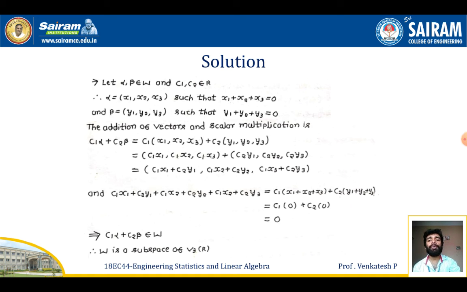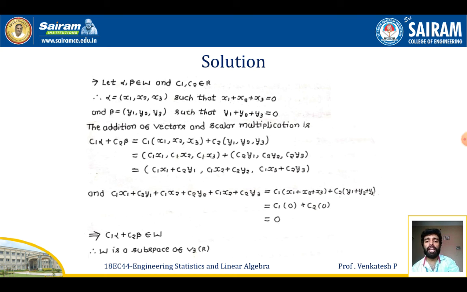Alpha will be equal to (x1, x2, x3) with the condition that x1 + x2 + x3 must be equal to 0. Similarly, beta will be defined by (y1, y2, y3), with the condition that y1 + y2 + y3 must be equal to 0. To show the conditions for vector addition and scalar multiplication, we must consider only C1 alpha + C2 beta. We can take it to prove that the given set W is a vector space.